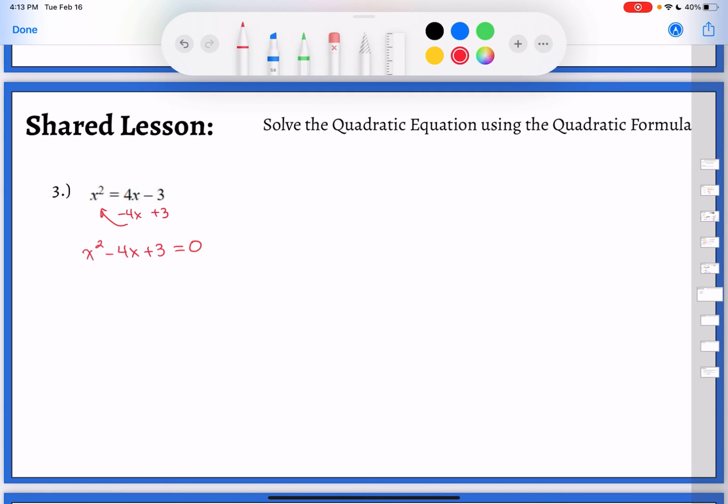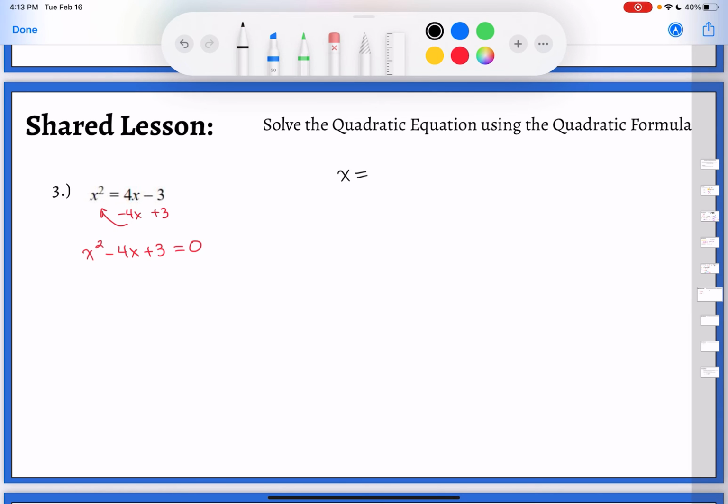Now, the cool thing is, you could actually do it the other way. You could move the x squared to the right, get negative x squared, and have positives on the other ones, and you'll still get the same answer. Your work will look a little bit different, but you'll get exactly the same answer, so that's another really cool thing about the quadratic formula.